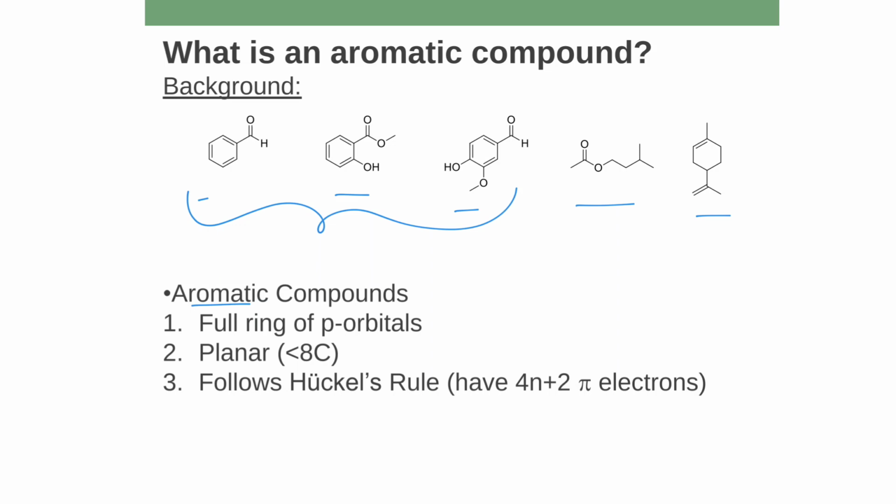So in this video we're going to take a closer look at what I'm talking about when I say a full ring of p orbitals. And why is it important that it's planar? And what is Huckel's rule? And what's this 4n plus 2 business? Okay, so let's take a closer look.